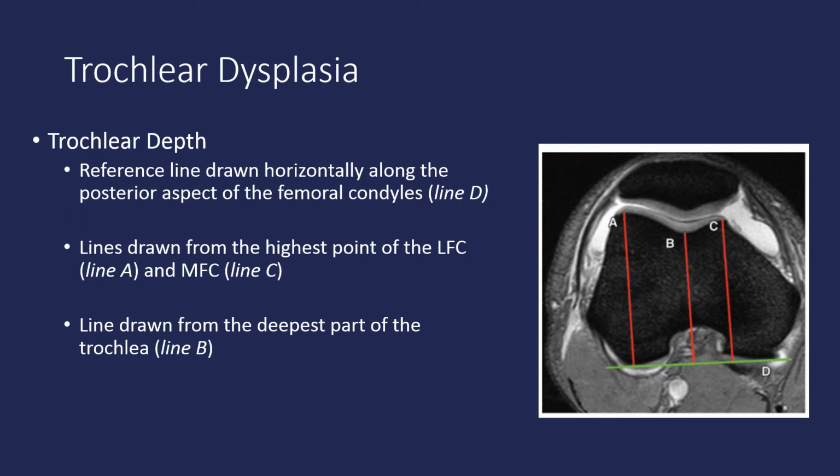Another way we can measure the amount of trochlear dysplasia is to measure how deep the trochlea is. First, a reference line is drawn horizontally along the posterior aspect of the femoral condyles, indicated by the green line labeled D. Next, a line is drawn from the highest point of the lateral femoral condyle, labeled as line A. Another vertical line is drawn from the highest point of the medial femoral condyle, labeled line C. A third line is then drawn from the deepest part of the trochlea, labeled line B.